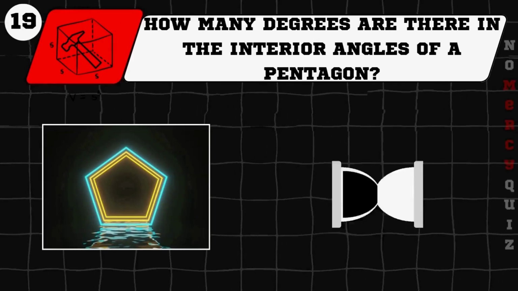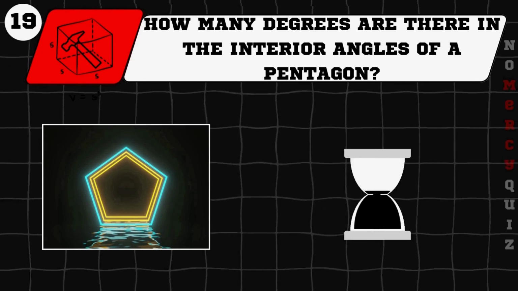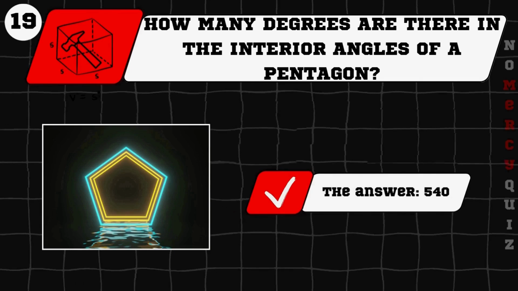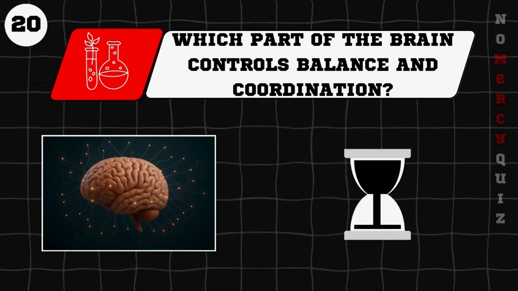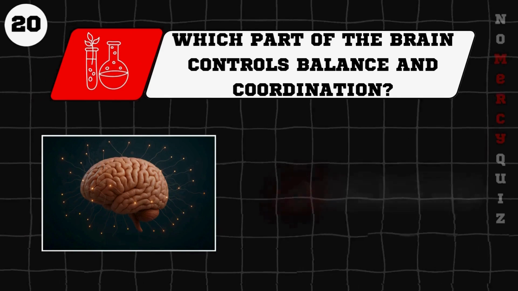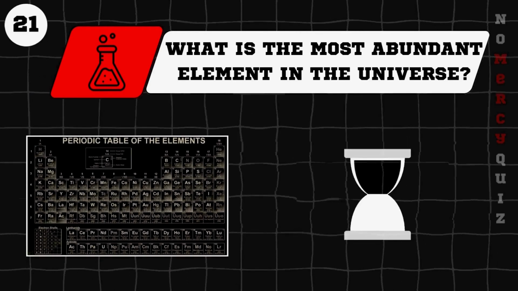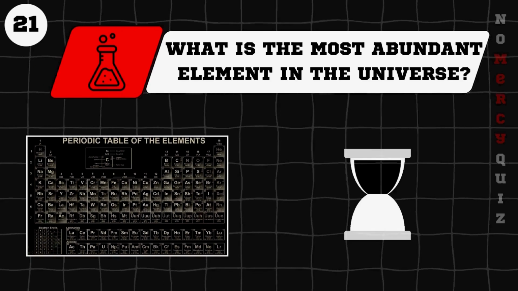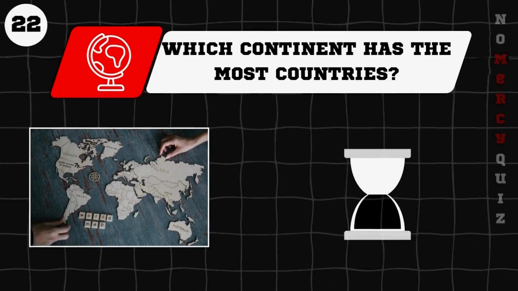Flour. How many degrees are there in the interior angles of a pentagon? There's 540. Which part of the brain controls balance and coordination? The cerebellum. What is the most abundant element in the universe? Hydrogen. Which continent has the most countries?